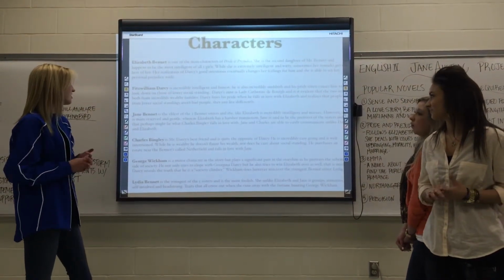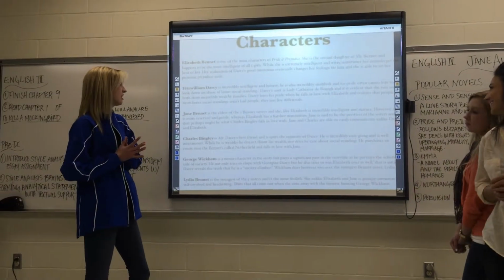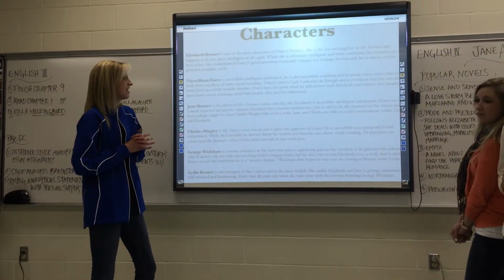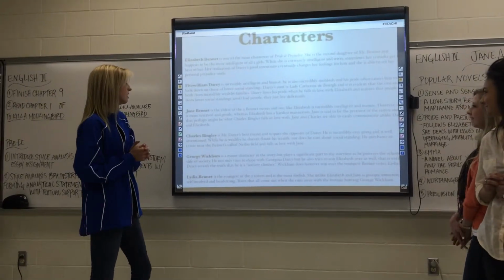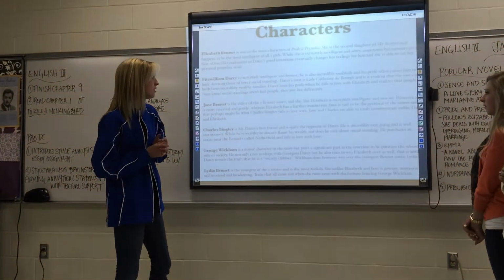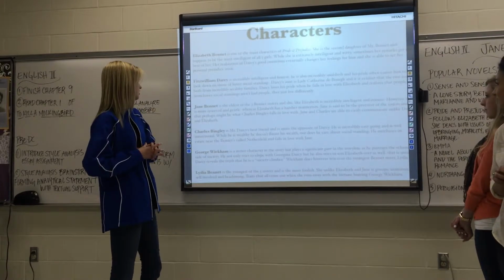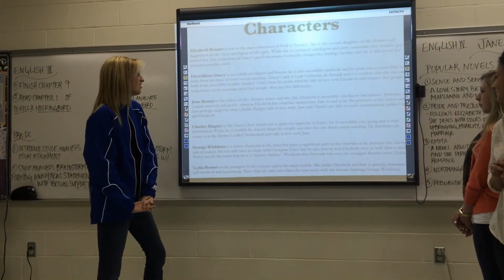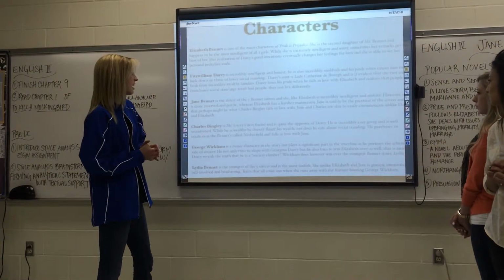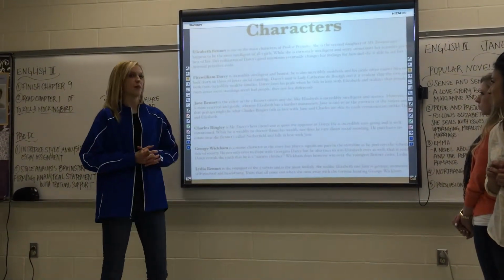Jane Bennet is the eldest of the five Bennet sisters, and she, like Elizabeth, is incredibly intelligent and mature. However, she is more reserved and gentle, whereas Elizabeth has a harsher mannerism. Jane is said to be the prettiest of the sisters, and that perhaps might be what Charles Bingley falls in love with. Jane and Charles are able to easily communicate, unlike Darcy and Elizabeth.